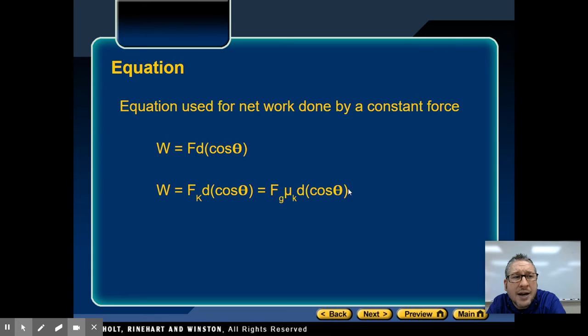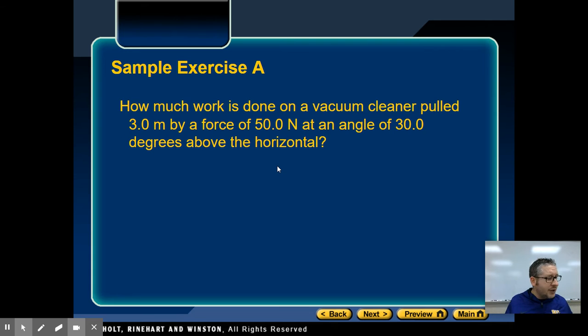Again, this one is kind of a standalone when we're talking about work done on an object. And this one is typically assigned to the opposing forces, okay? So let's look at a couple of examples here.